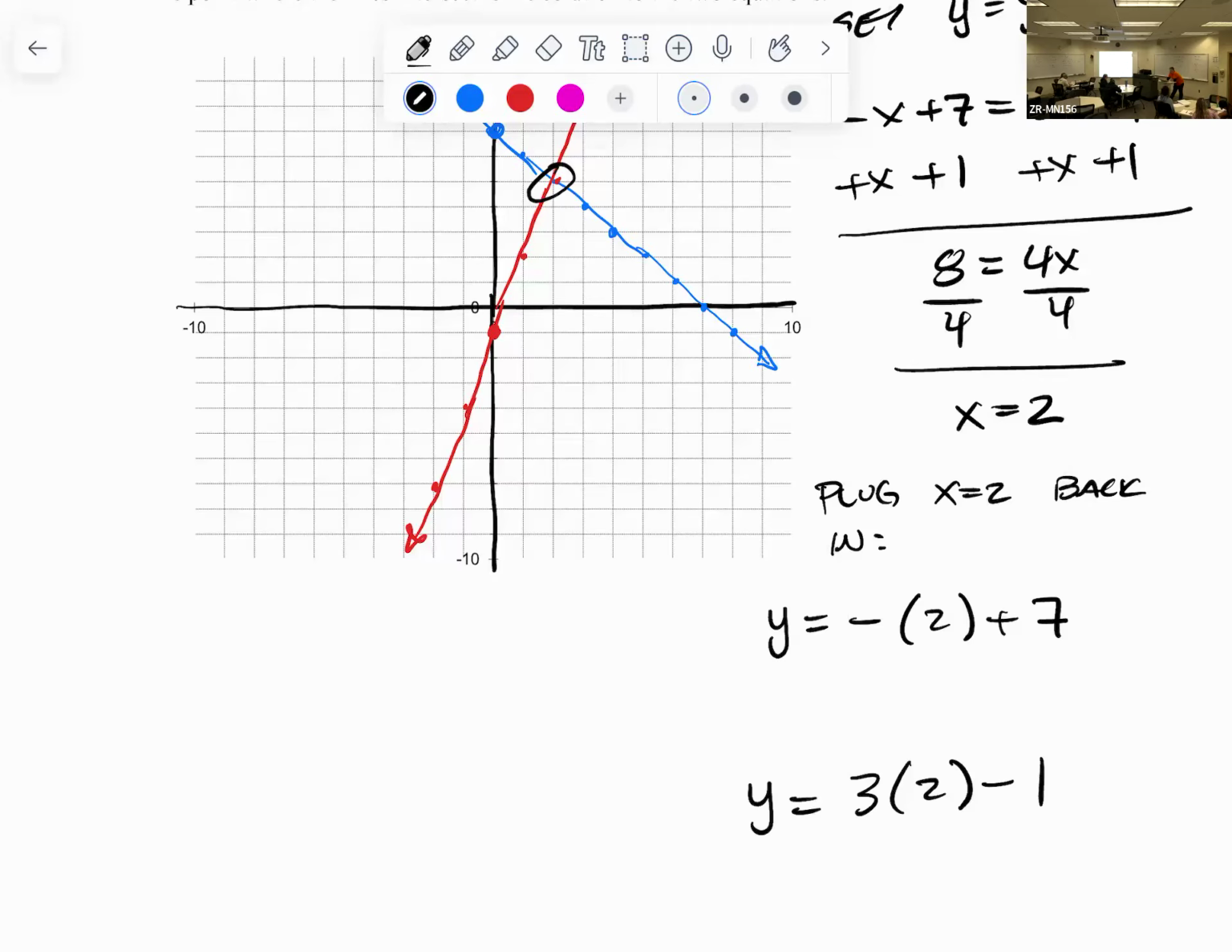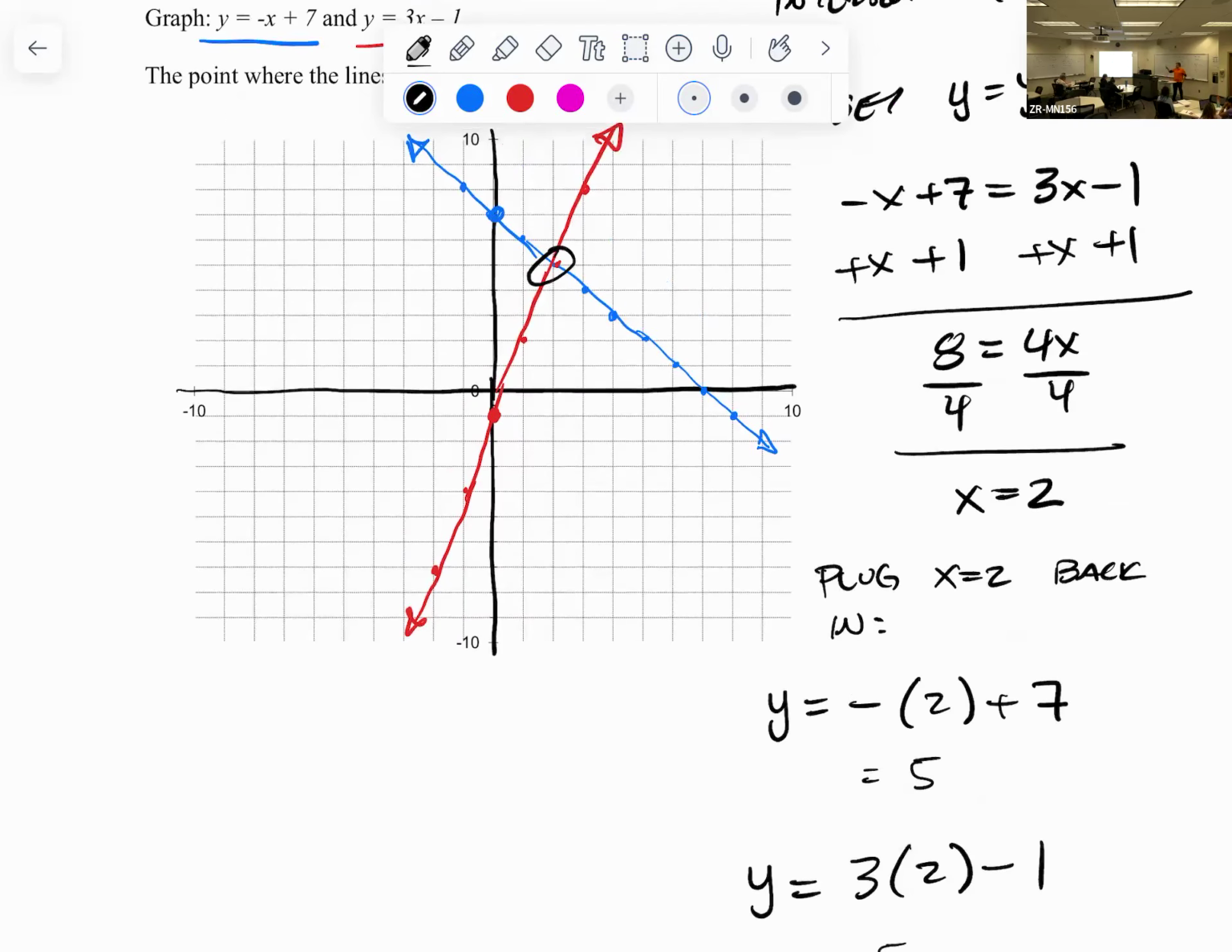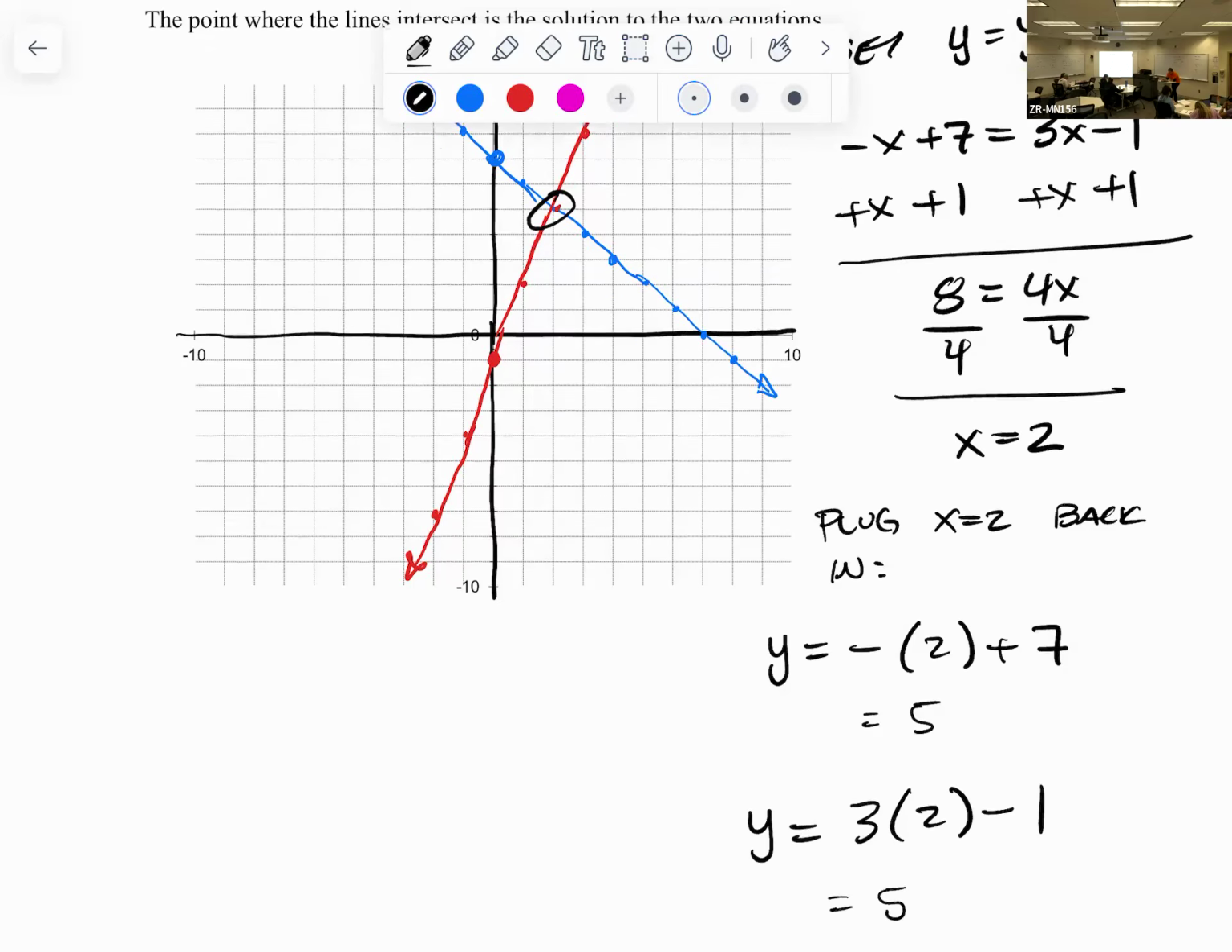Plugging that value 2 into both equations, and oh look, -2 plus 7, that's 5. 3 times 2 is 6 minus 1, oh look, that's 5. So we have the point x equals 2, y equals 5, all right? Both graphs line up, so that confirms both what I see visually and algebraically. Again, there's two ways to do it, so you should never be incorrect, right? The whole point is checking ourselves. That's how you make sure you don't make a mistake.